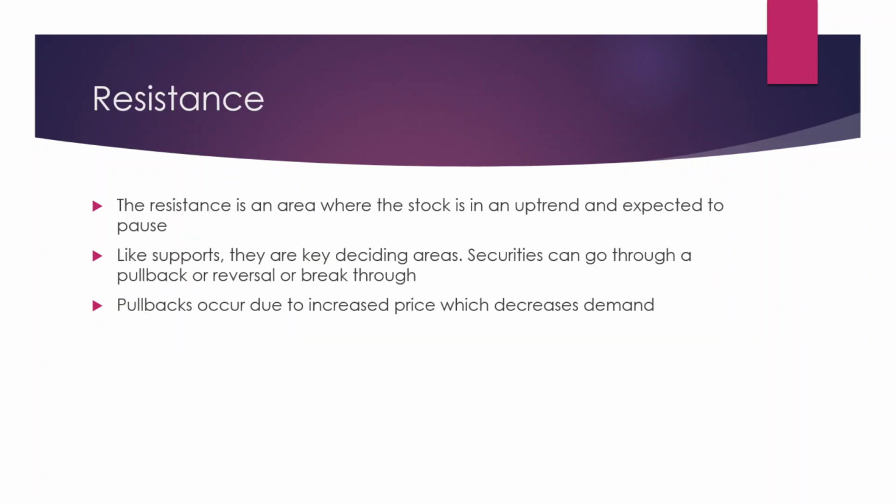So resistance is just basically like the opposite of the support. It's the top ceiling of where many investors think that the security will go. So it is the area where if the stock is in an uptrend, it is expected to pause as investors decide which direction it will go in. And like support, there's also a very key deciding area with two outcomes. It can go through a pullback.